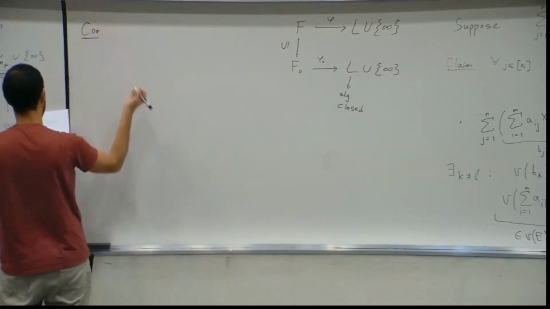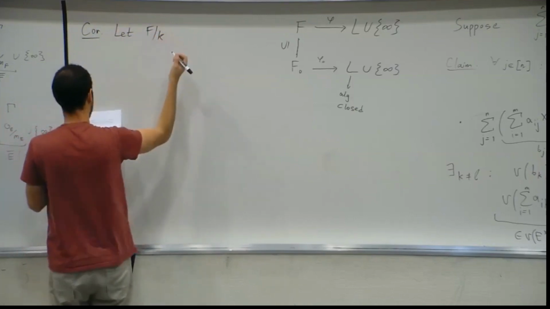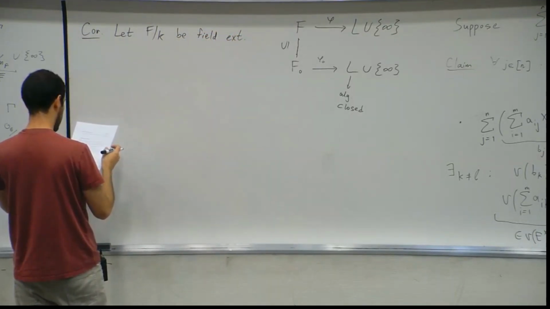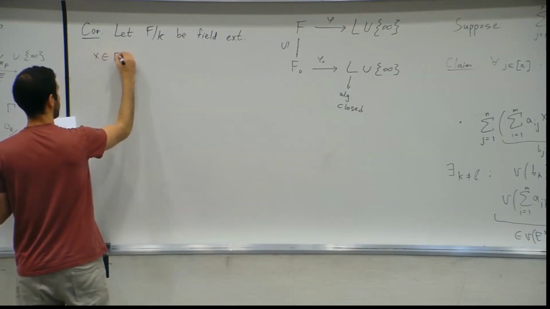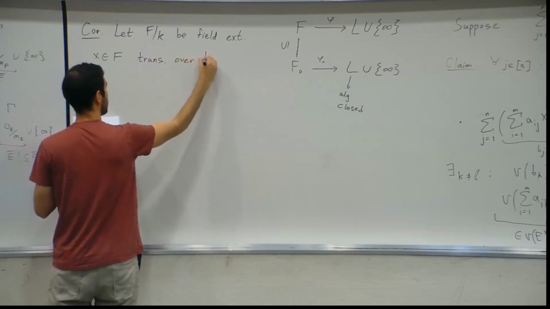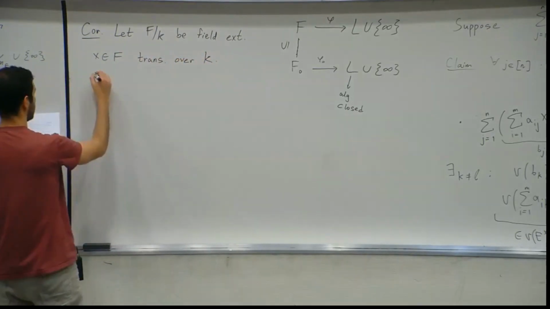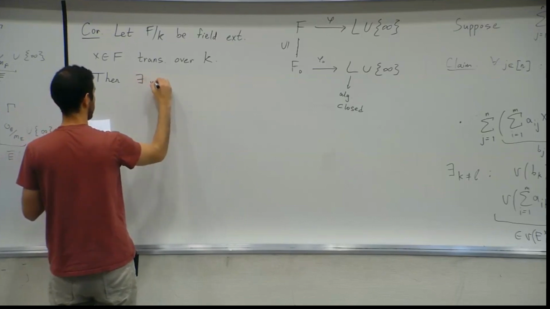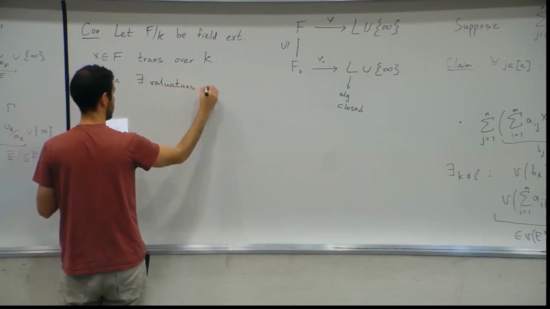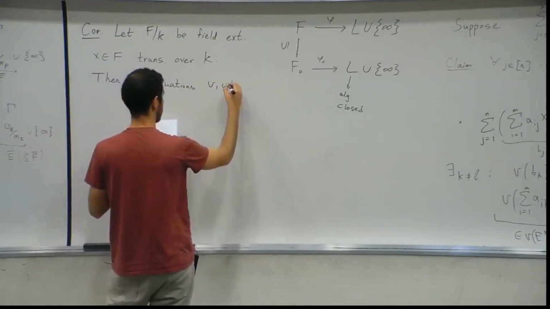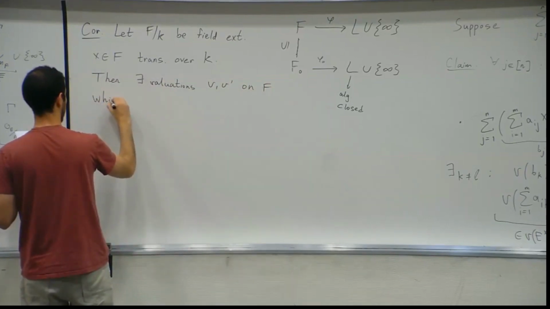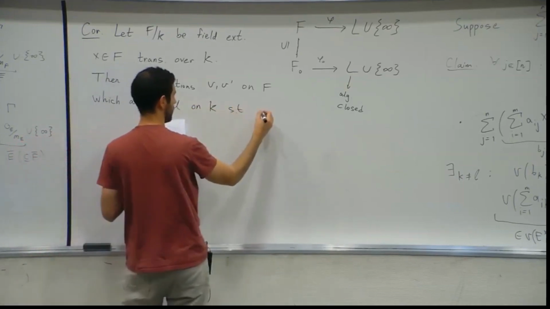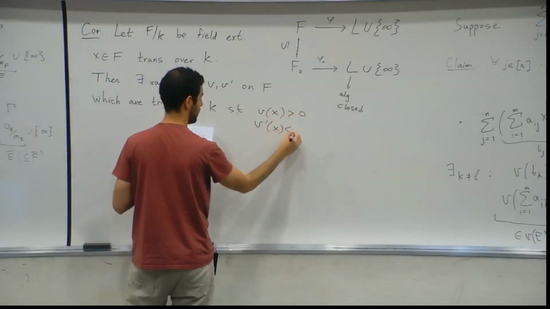And a nice corollary: let F over K be a field extension, and x in F transcendental over K. Then there exist valuations V and V prime on F, which are trivial on K, such that V of x is positive and V prime of x is negative.